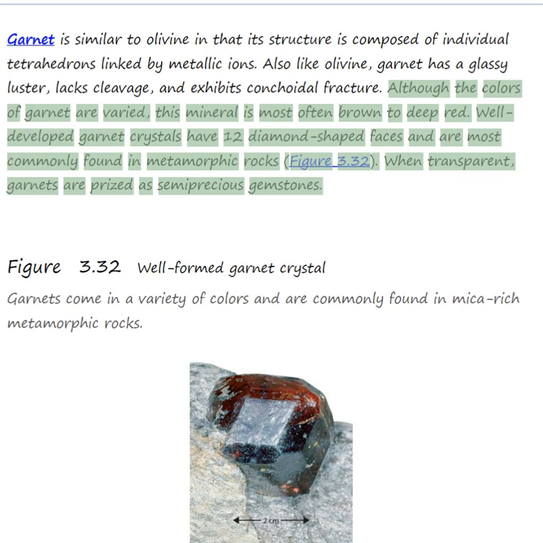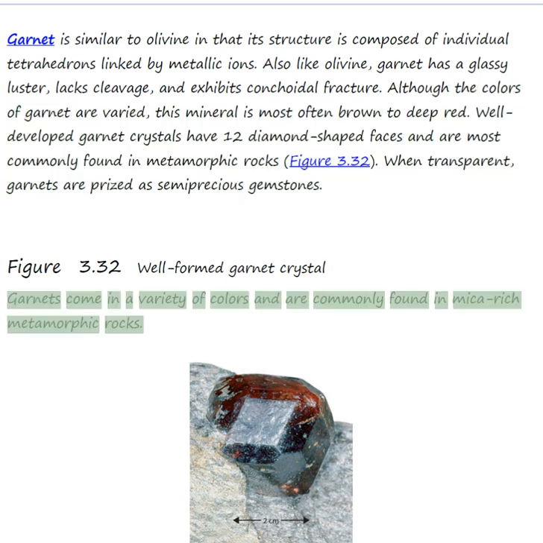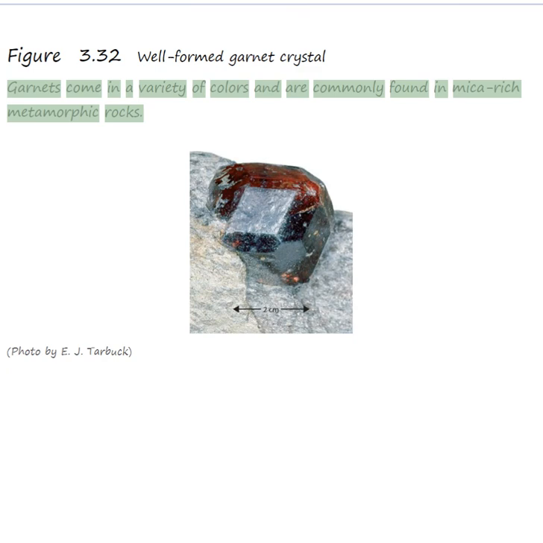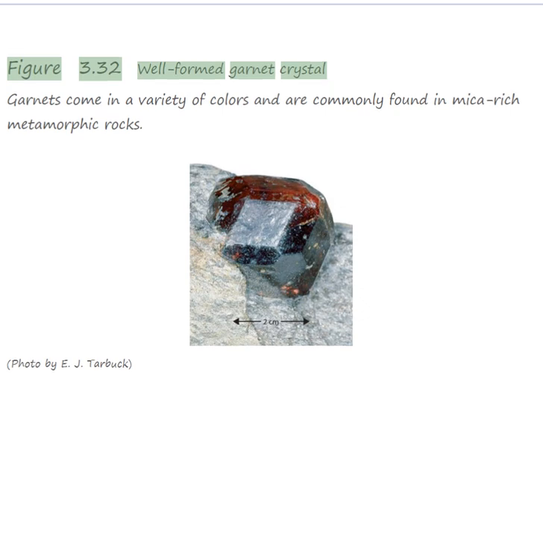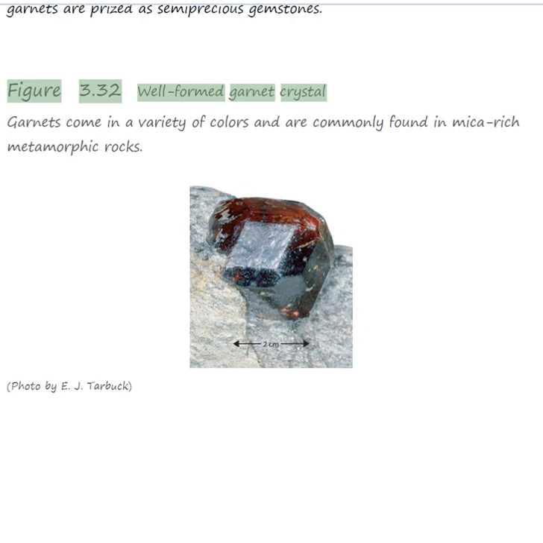When transparent, garnets are prized as semi-precious gemstones. Garnets come in a variety of colors and are commonly found in mica-rich metamorphic rocks. Figure 3.32: Well-formed garnet crystal.